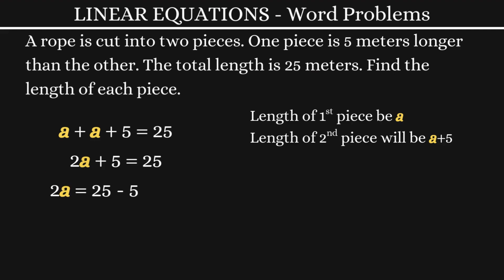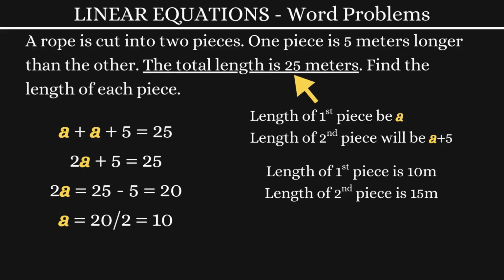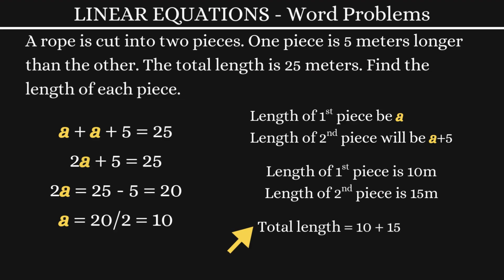2A is equal to 25 minus 5, which is 20. So A is equal to 20 divided by 2, and that is 10. This value is the length of the first piece only. We also need to find the length of the second piece, which is A plus 5, and that is 15 meters. Now we'll check if the total length is 25 meters. 10 plus 15 is 25. So our answer is correct.